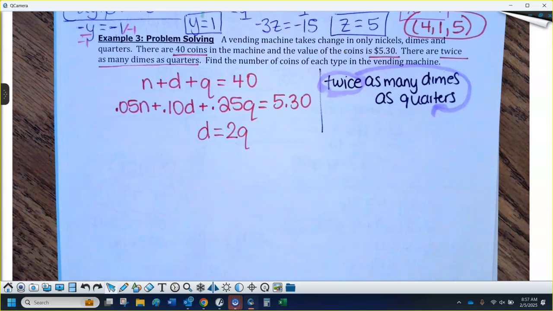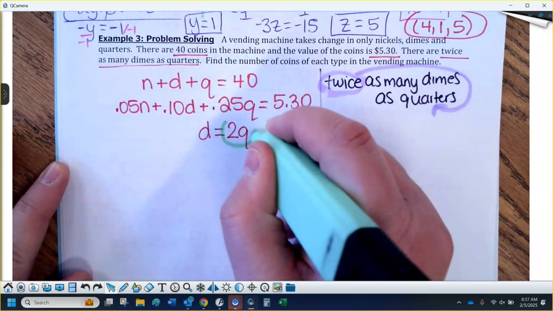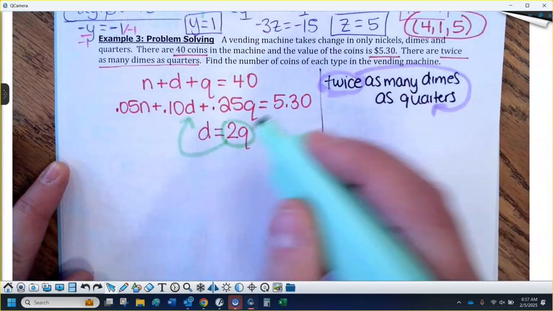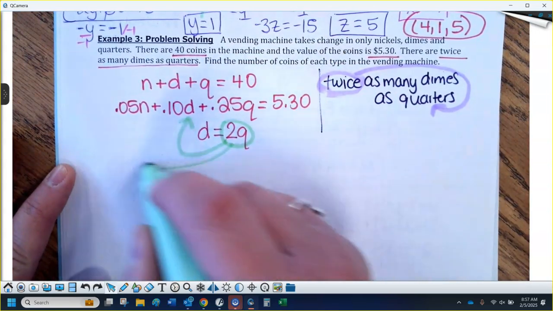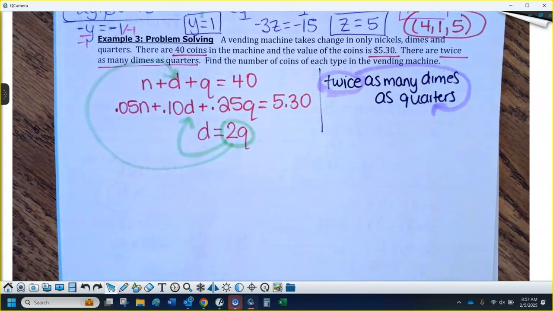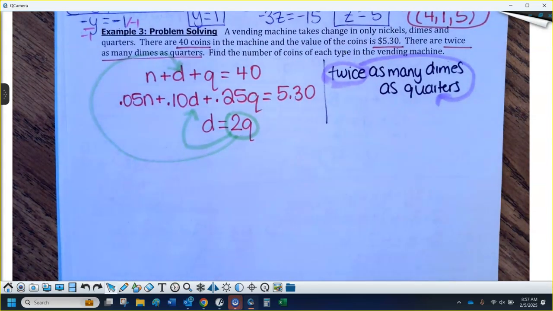So this will help us break this down really quick. So here's what I would tell you to do. Let me do substitution. I'm going to substitute that 2q in for the dimes in both of the other 2 equations. When I do that, instead of 3 equations with 3 variables, we'll have 2 equations with 2 variables. So you just got to substitute it in both of those equations.